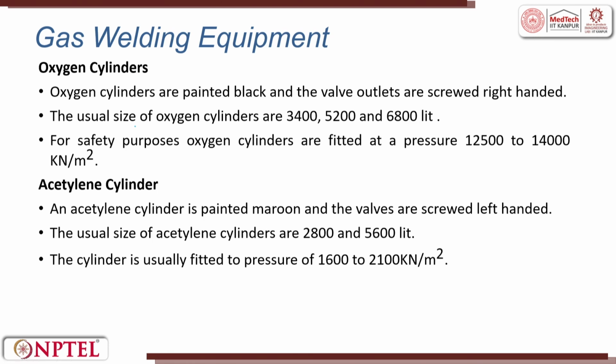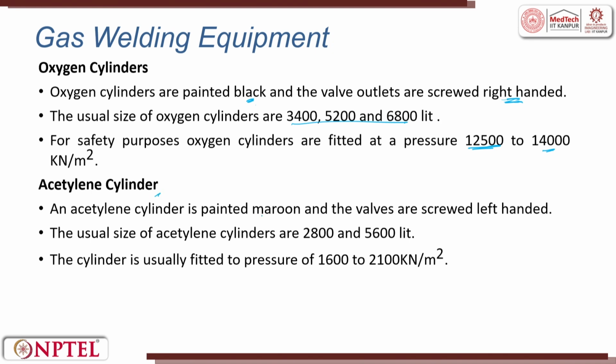So, oxygen cylinders are painted black and the valve outlets are screwed right handed. This is very important because there are several cylinders when you do oxyacetylene gas welding. So, you will see cylinders, and you have to identify which cylinder is what. So, oxygen is painted black and it has a right handed screw. The sizes of the oxygen cylinders are 3,400, which is shorter, 5,200 liters, 6,800 liters. They are filled at pressures of 12,500 to 14,000 kilonewtons per meter square.